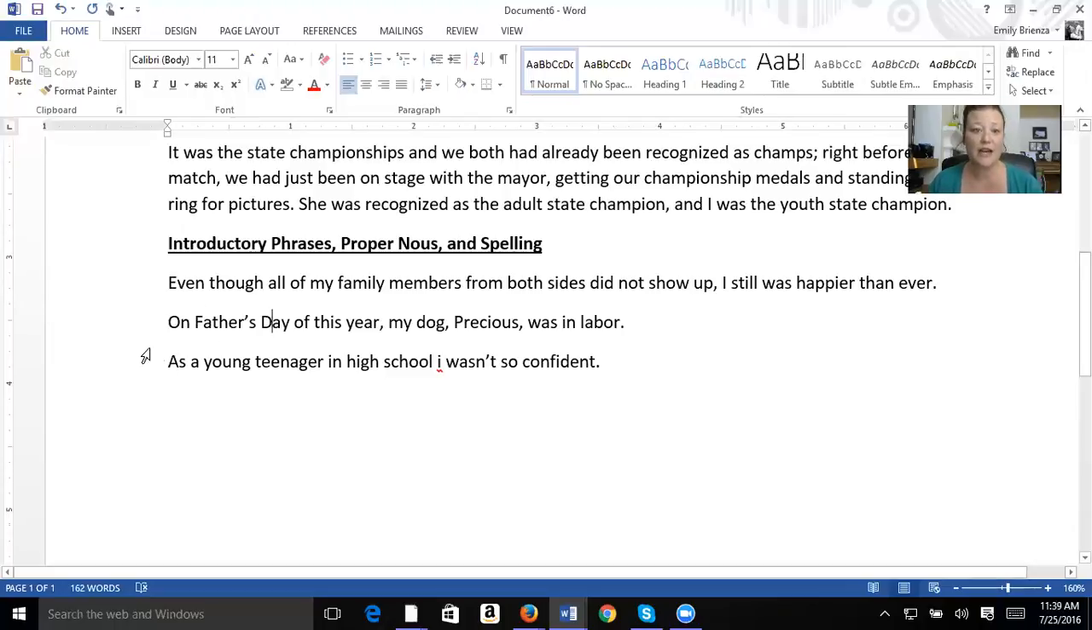And my last one here, as a young teenager in high school, introductory phrase, I is a proper noun, so it always needs to be capitalized. And that's something I see all the time in discussions, and I think it's because we're typing so quickly that we just forget to press shift and capitalize that I. Please make sure that anytime you do use I, it is capitalized.